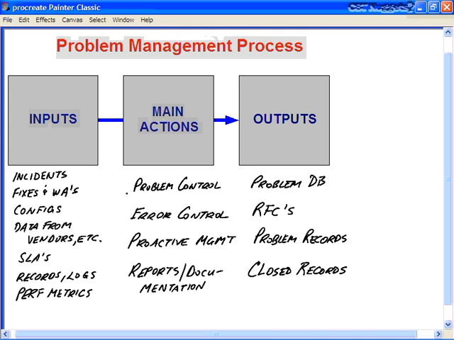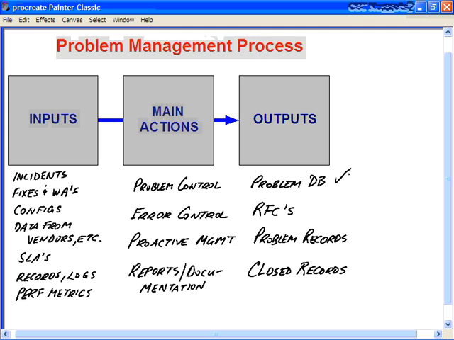Well, outputs can include an error database, a known error database. You could also call this a problem database. As we've talked about, requests for change, RFCs. These may be sent to the change management process. Again, the change management process may be a separate IT service from problem management, or it may be integrated.